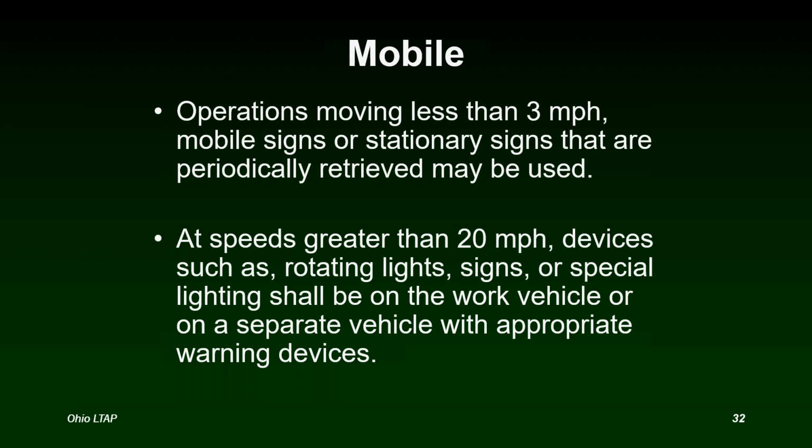I know we're going to be talking about mowing on the rural roads, and some of the signs. You should have a sign that says mowing ahead, and if you're going to be more than a mile away or you've passed an intersection, then you need to consider moving those signs for those reasons. At speeds greater than 20 miles per hour, devices such as rotating lights, signs, or special lighting shall be on the work vehicle or on a separate vehicle with appropriate warning devices. So that would be, most likely, pavement marking striping operations in that situation.